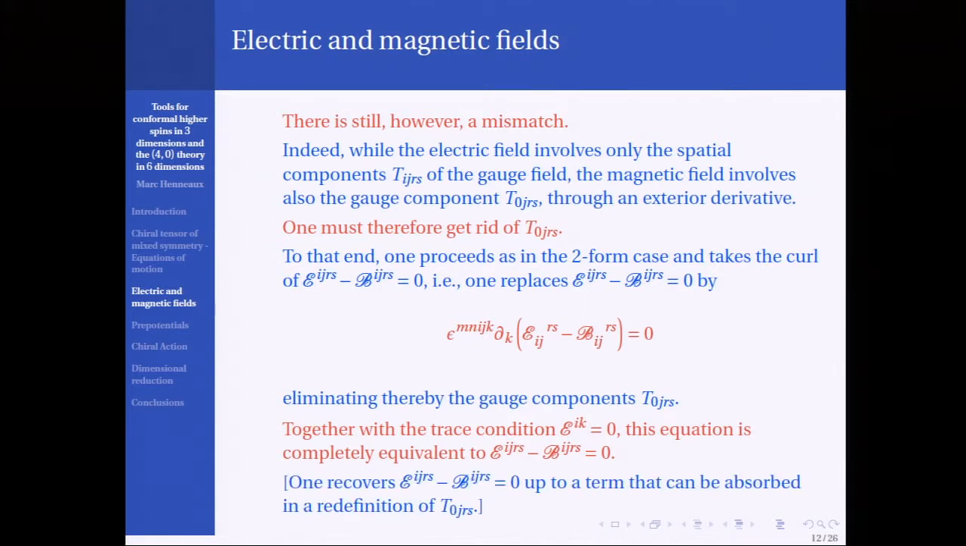Now, the way you recover the self-duality condition is that you have to integrate that equation. When you integrate that equation, some exterior derivative will appear, but you can absorb that in a redefinition of T0 JRS. Actually, T0 JRS will appear in the arbitrary term that you can add to this. So the question then is to derive that equation and that equation from the variational principle.